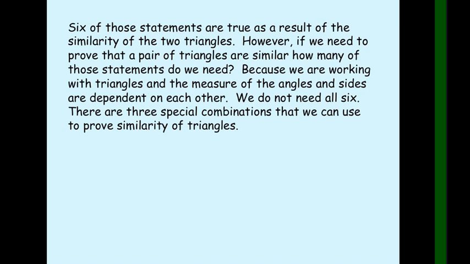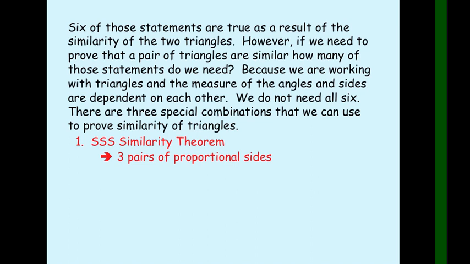However, if we need to prove that a pair of triangles are similar, how many of those statements do we need? Because we are working with triangles, the measures of the angles and sides are dependent on each other. We do not need all 6 actually. There are 3 special combinations that we can use to prove similarity of triangles. So we do not need to prove all of them. Even just three or two of the statements I showed earlier are enough for us to say that the two triangles are similar.